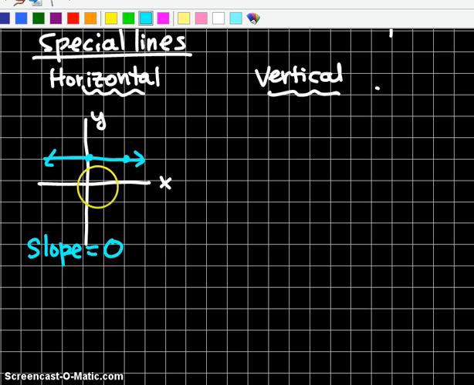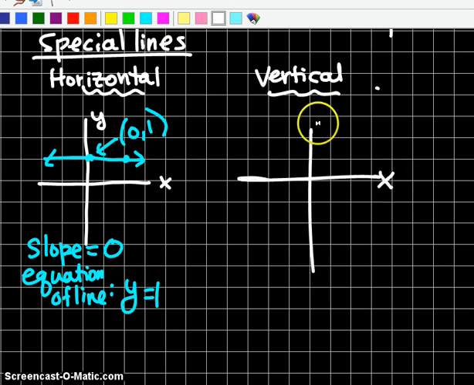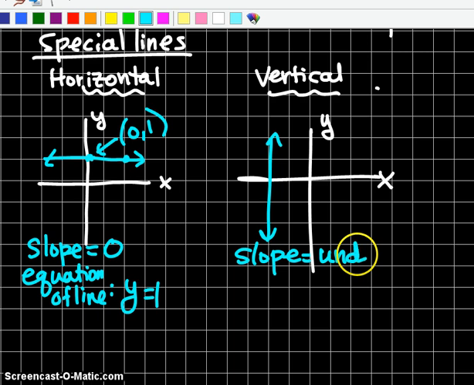Now here's the tricky part. If I was going to give you an equation of that line to graph, the equation of the line is always y equals a number, and it's always the number it passes through. So this one passes through 1, so it's y equals 1 for my equation of my line. Next, vertical lines. We're going to draw a vertical line right at -2 here. A vertical line has x is 0 if you're trying to find your slope, and you can't divide by 0, so the slope is undefined when you have a vertical line.